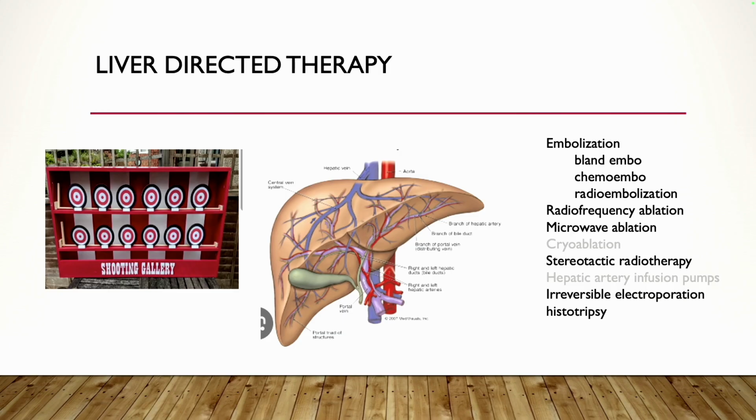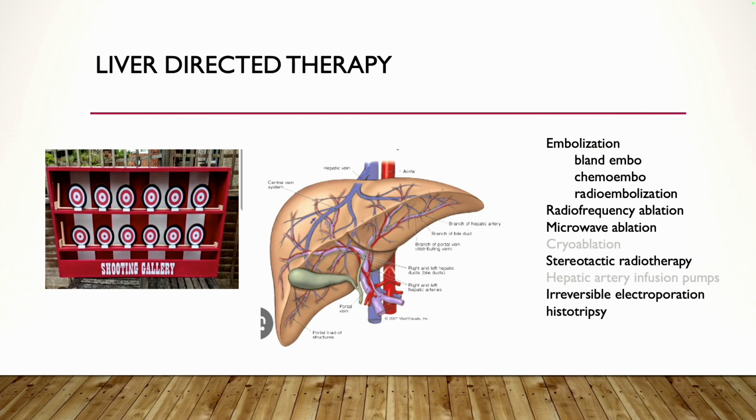And then we come to liver-directed therapies. The analogy that I use is going to the state fair with your little air rifle, and you're going to the arcade, and there are targets. The interventional radiologist can use the unique segmentation of the liver to direct therapy almost as close to that target as possible.